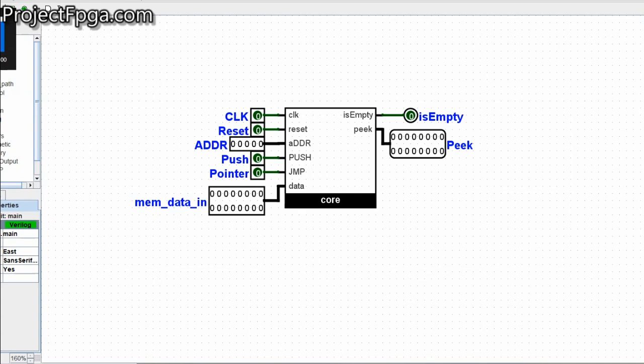So at the end of this series, I'll do a demonstration of what this stack calculator looks like. We'll do a particular example to show what it does.